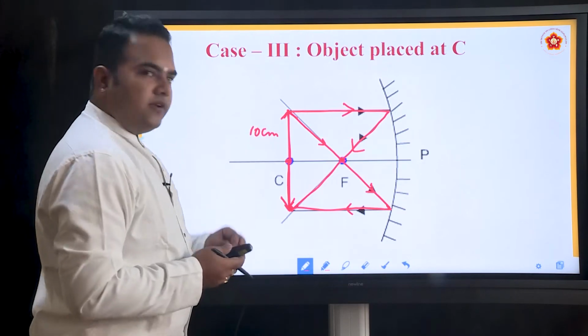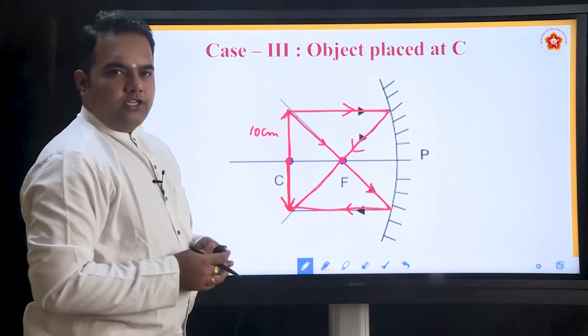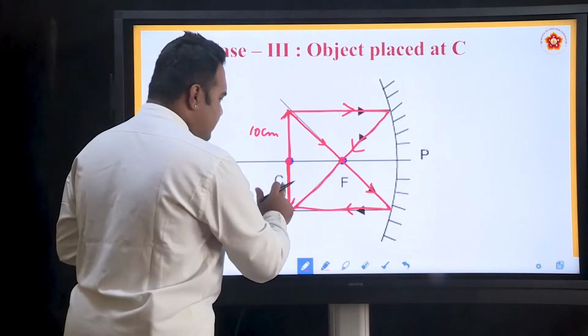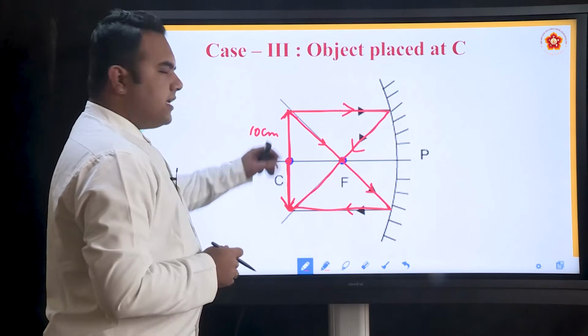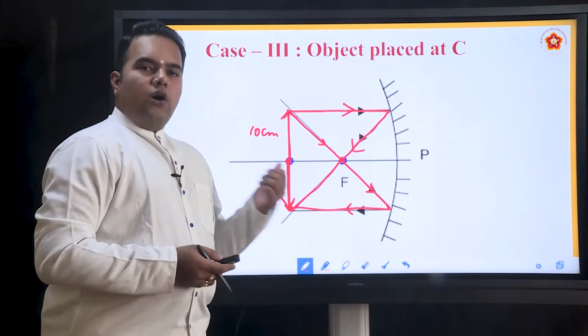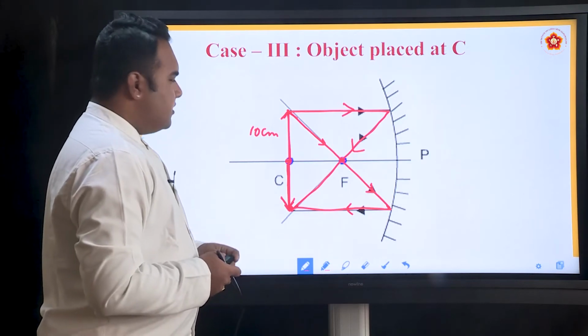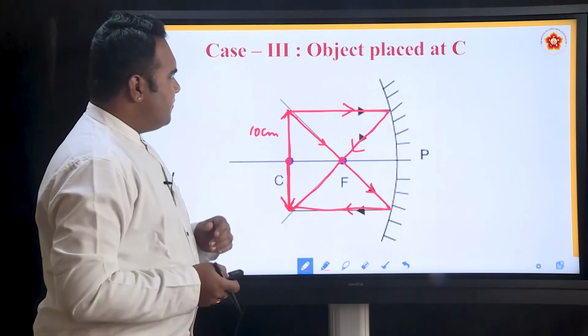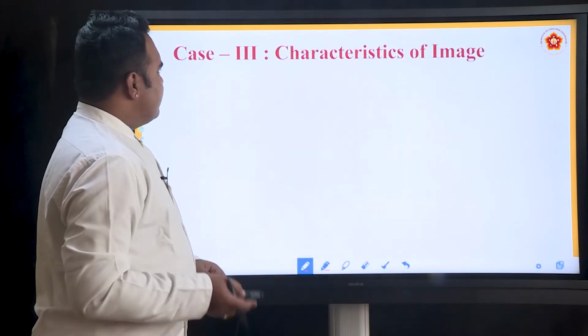So, there is no difference at all, but it is inverted, which means it is a real image. A real image is formed at C, which is inverted, and the size of the image is the same as the size of the object. So, therefore, this is how we can draw the ray diagram in case 3 of the concave mirror. So, let us write down.